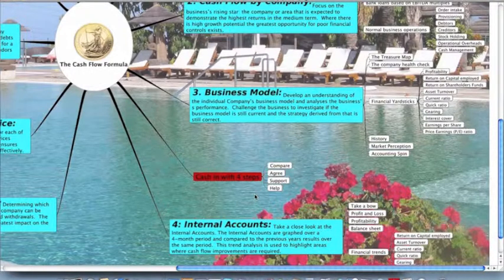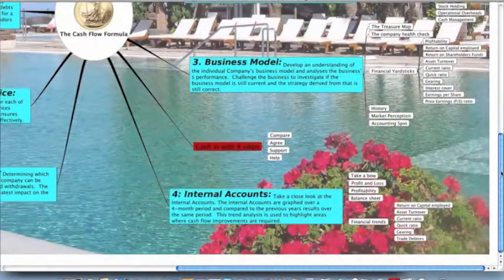H stands for help. Help the investment community to understand why cash in your business is a safe investment by articulating a coherent message that takes them on your business plan journey, pointing out landmarks that create financial differentiation from your competition. Number 4, internal accounts.